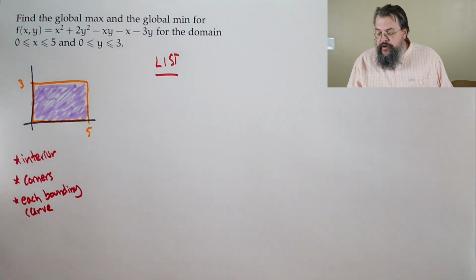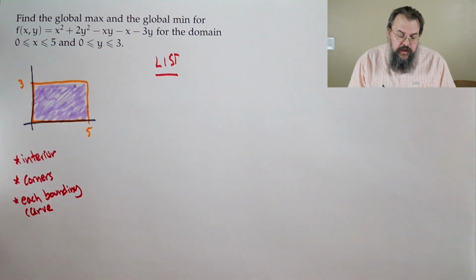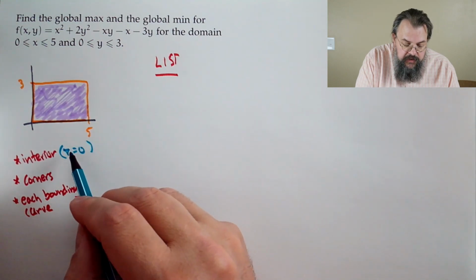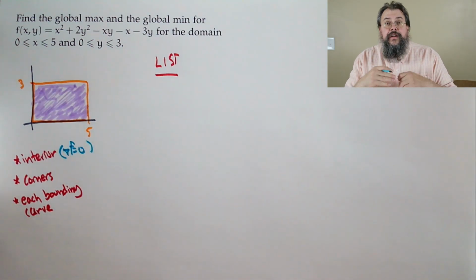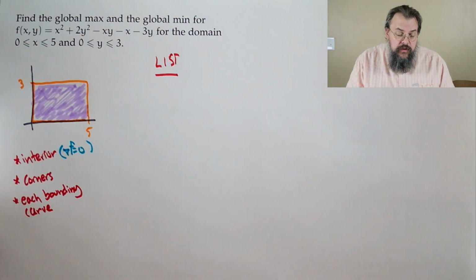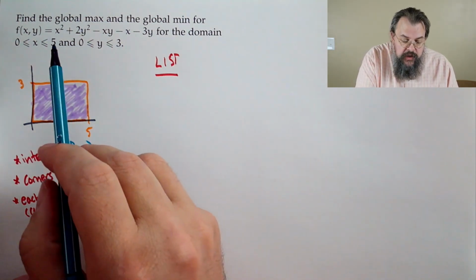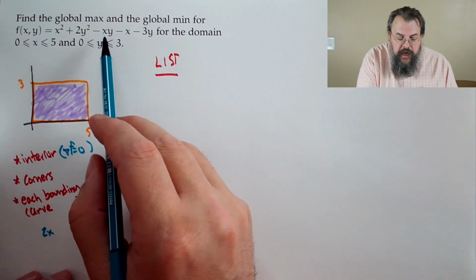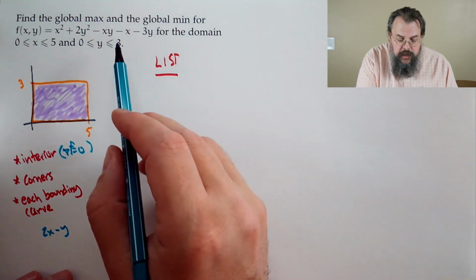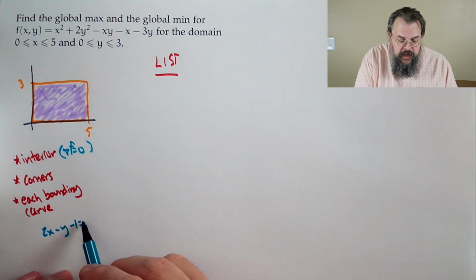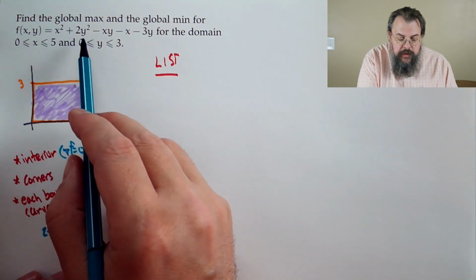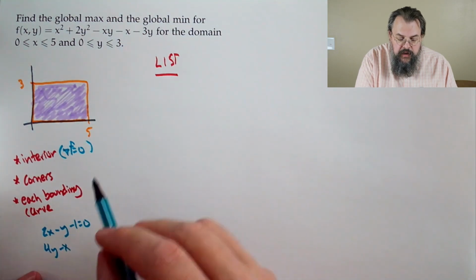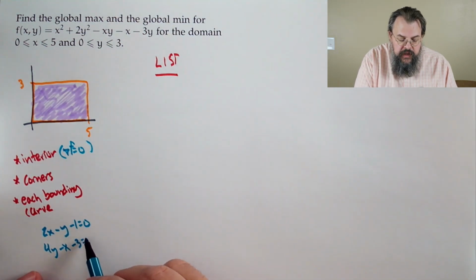So let's start with the interior, because the interior is pretty simple. It says, look, where does the gradient equal 0? That's the real question. Where the gradient equals 0, that's an interior point. So in our case, take the derivative with respect to x. We'd get 2x minus y minus 1 equals 0. And then take the derivative with respect to y. That's 4y minus x minus 3 equals 0.